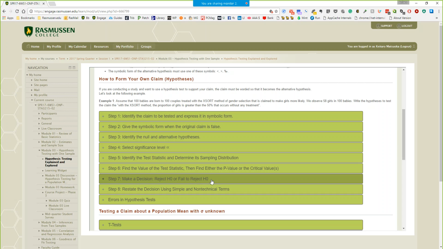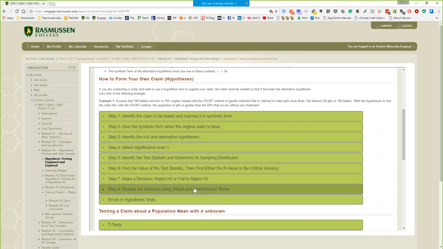Once you do that, the next step is to restate the decision. So basically you say, okay, what's your decision? Reject the null hypothesis or not reject the null hypothesis? What does that mean in terms of the problem? And we will learn to state the conclusion in non-technical terms.